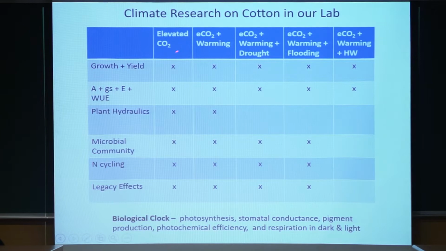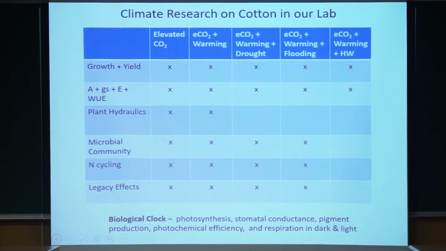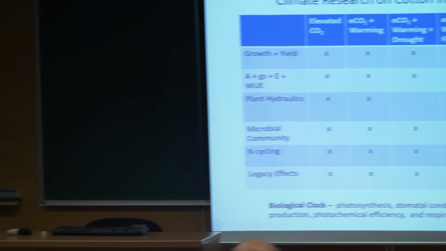We also look at it across CO2, warming, drought, and then extreme climate events. And we have a few more X's, we've worked on that area. A couple more X's to add over the last year or so. And then Victor Rezko is a very influential fellow. So we've been looking a lot at the biological clock. That is, the control that the clock has on the processes of photosynthesis and conductance and so on. And pigment production, photochemical efficiency, respiration.